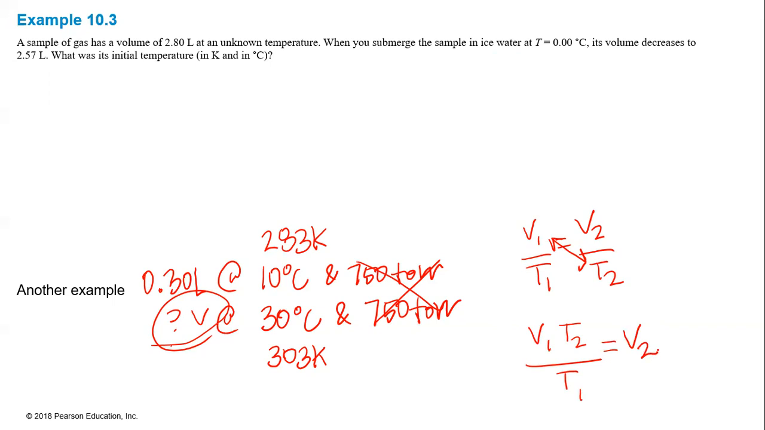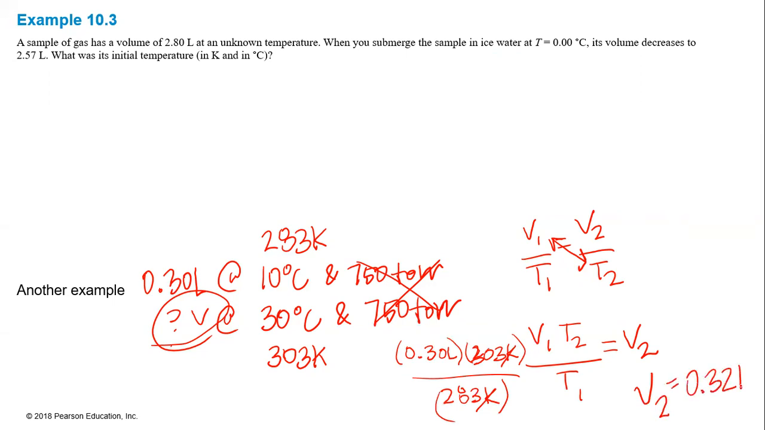Plug in your numbers. 0.3 liters times 303 Kelvin divided by 283 Kelvin. Kelvin cancels. Get V2 to be 0.321 liters.